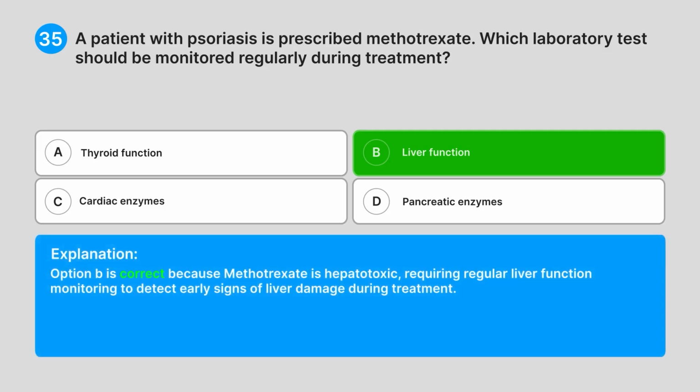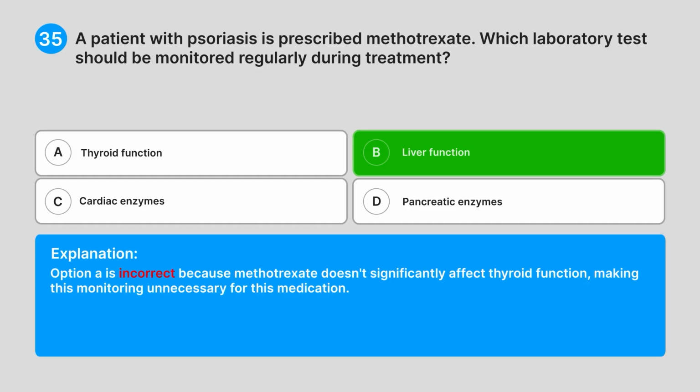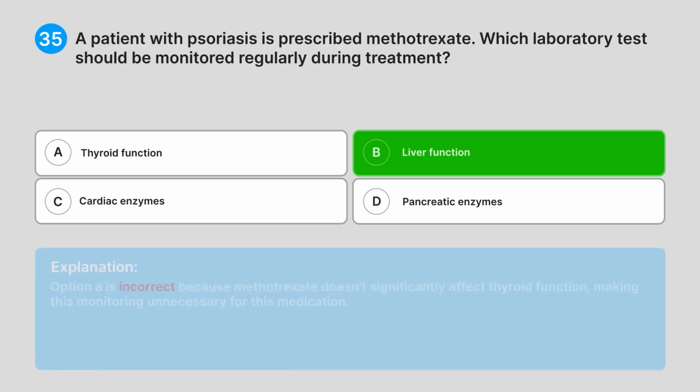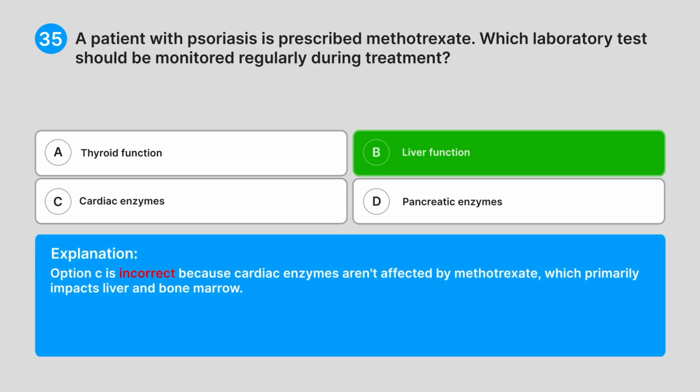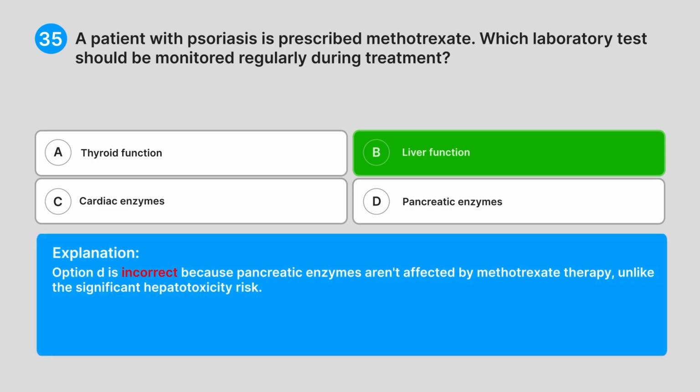Explanation. Option B is correct because methotrexate is hepatotoxic, requiring regular liver function monitoring to detect early signs of liver damage during treatment. Option A is incorrect because methotrexate doesn't significantly affect thyroid function, making this monitoring unnecessary for this medication. Option C is incorrect because cardiac enzymes aren't affected by methotrexate, which primarily impacts liver and bone marrow. Option D is incorrect because pancreatic enzymes aren't affected by methotrexate therapy, unlike the significant hepatotoxicity risk.